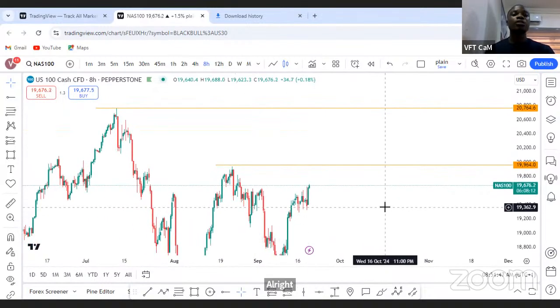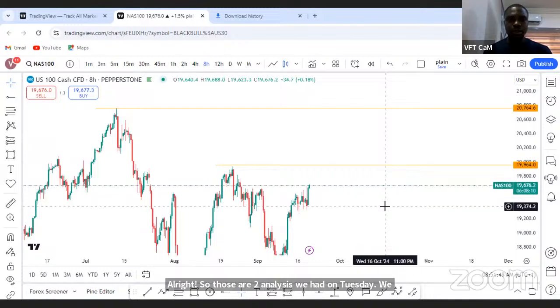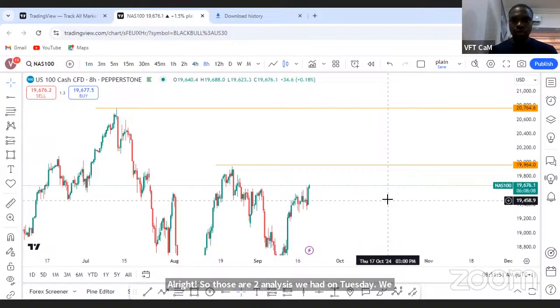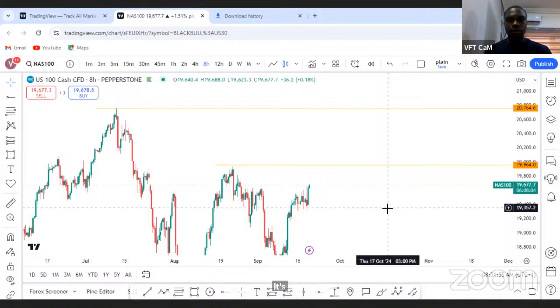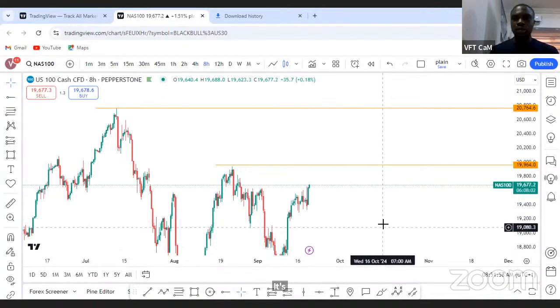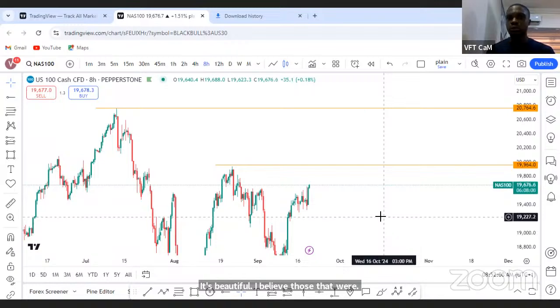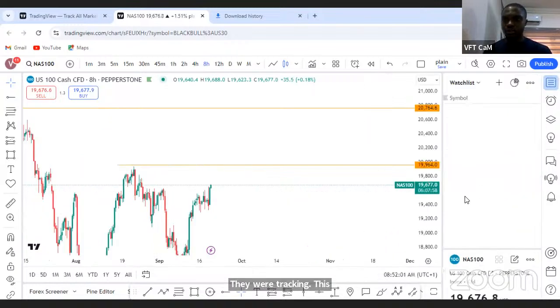We were waiting patiently for them, and they've happened. It has happened already. It's beautiful. I believe those that were tracking this setup took advantage of it and made some good money from it.